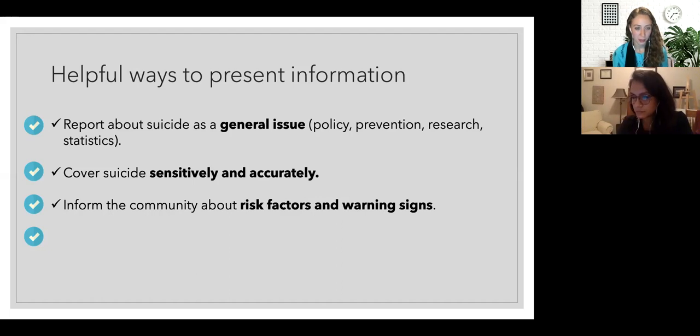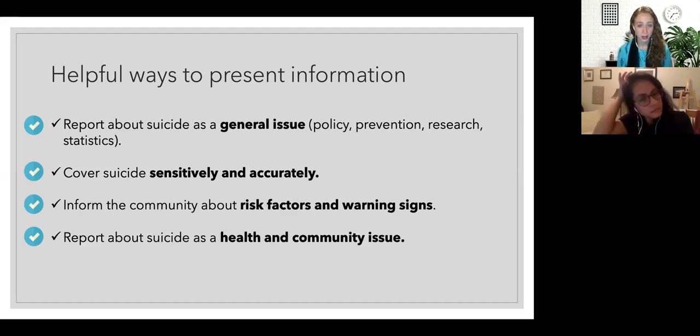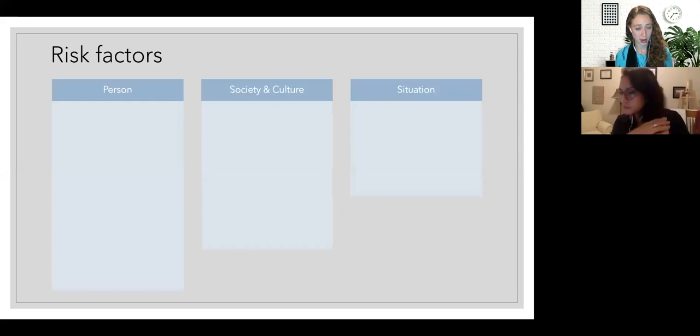And finally, reporting that focuses on suicide as a health and community issue can help to increase awareness and decrease stigma. Again, we've talked about how thinking about suicide primarily as a legal issue, if the police are the only ones dealing with this, and if crime reporters are the only ones reporting on it, that tends to give the story a very different slant and one that might not be as helpful. So now we'll discuss what some of those risk factors are and why, because of that, it's so important to think about suicide as a health issue, we would argue.